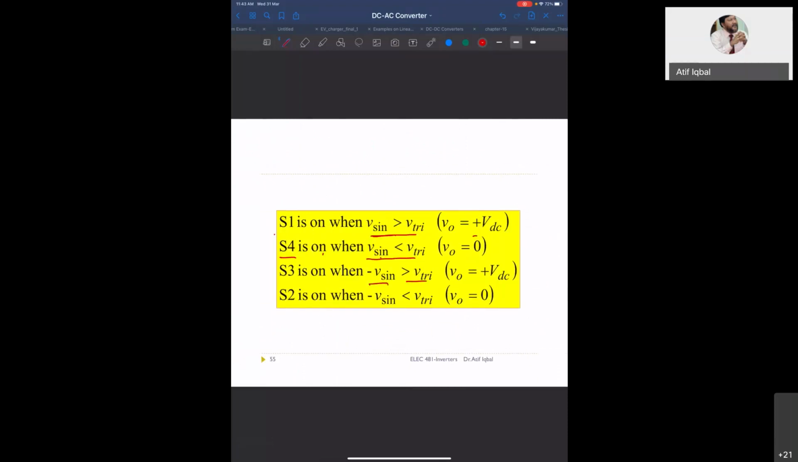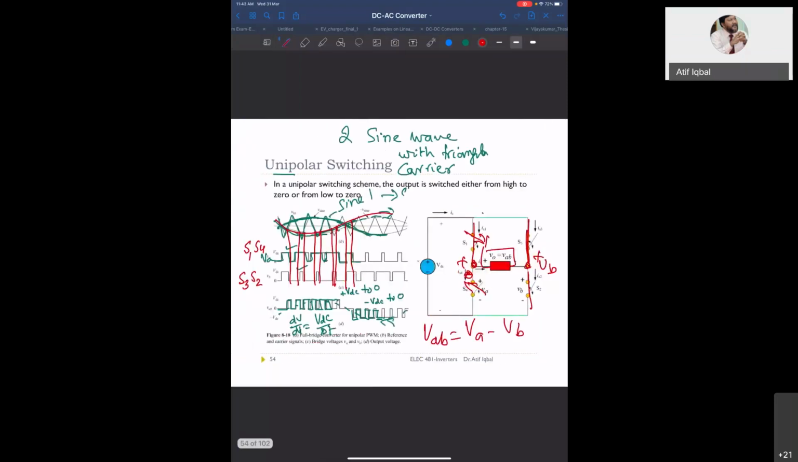S3 is on when the negative sine is greater than the triangle. S2 is on when the negative sine is less than the triangle. So this is how you generate the PWM signal, by comparing the positive sine with the triangle and the negative sine with the triangle. When you compare the positive cycle with the triangle, you generate the gating signal for S1 and S4. When this is high, this will be on. When it is low, this will be on. So at this point S1 is on, and from here to here S4 is on.